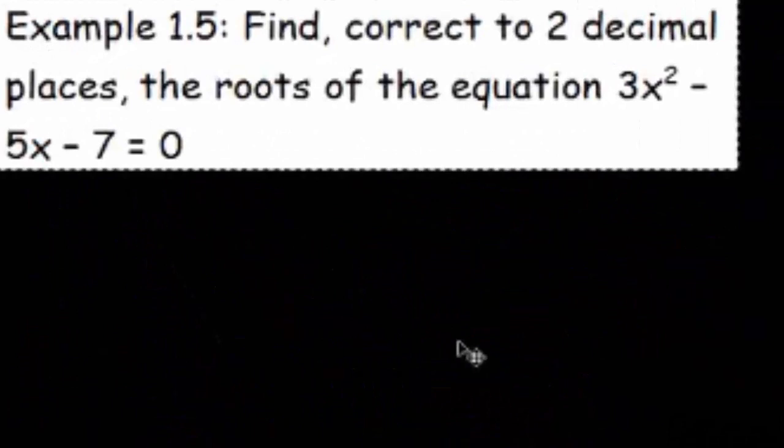Alright, so let us see how we can solve this question using the standard formula or quadratic formula. Find, correct to 2 decimal places, the roots of the equation 3x squared minus 5x minus 7 equal to 0. What you will simply do is just use your formula straight away. Just apply your formula to solving this question. So what do you do?